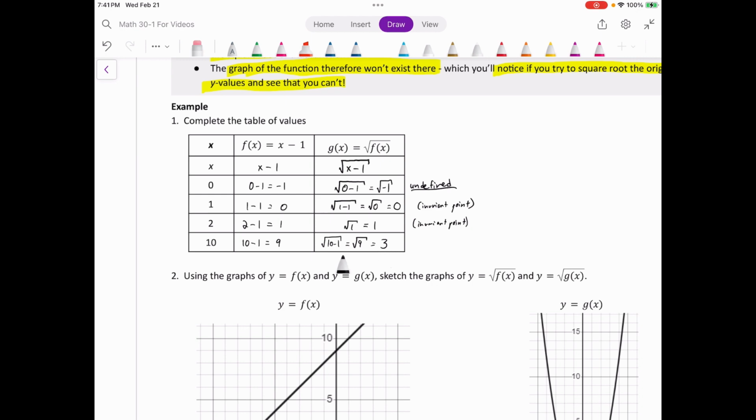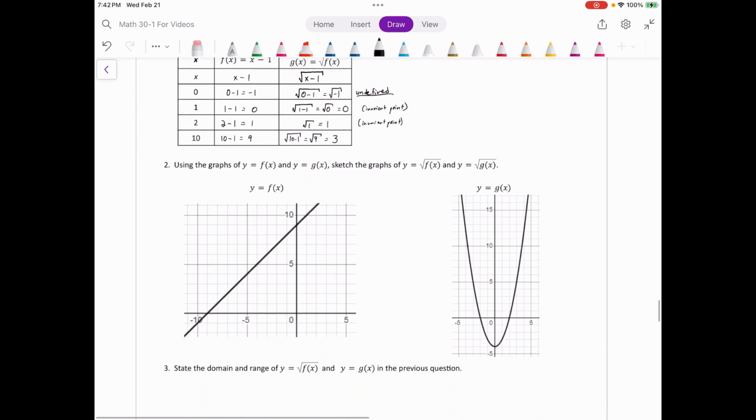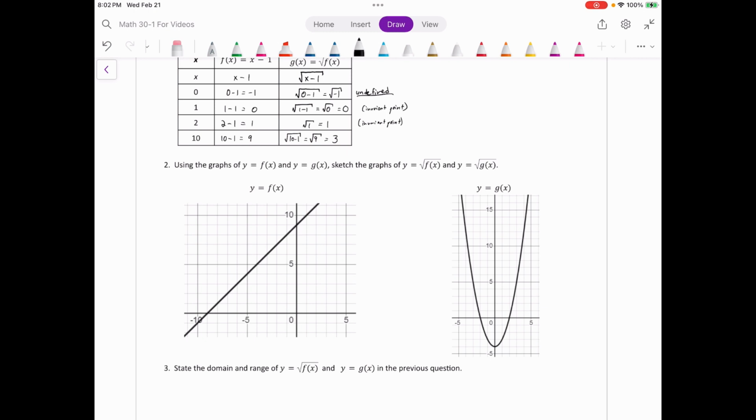But that checks out because the square root of 9 is 3. Square root the outputs, the y values. Okay, let's look at some graphs. All right, so using the graphs of y equals f of x here and y equals g of x here, sketch the graphs of y equals root f of x and y equals root g of x.